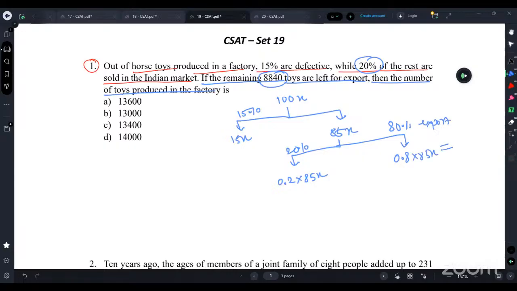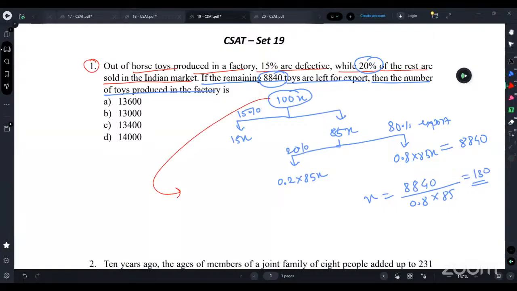And we have been given this value, which is 8840, right? Now if you calculate the value of x, 8840 divided by 0.8 into 85, the answer would be 130. So what we have to do is find out the toys produced in the factory, which will be 100x. So 100 into 130, that will be 13,000. Okay, so option B.